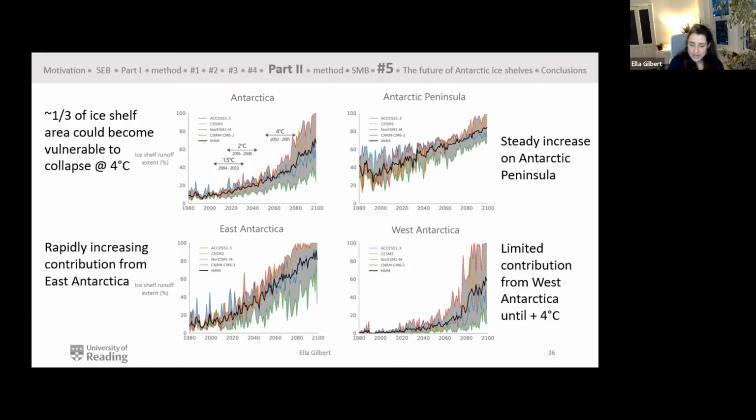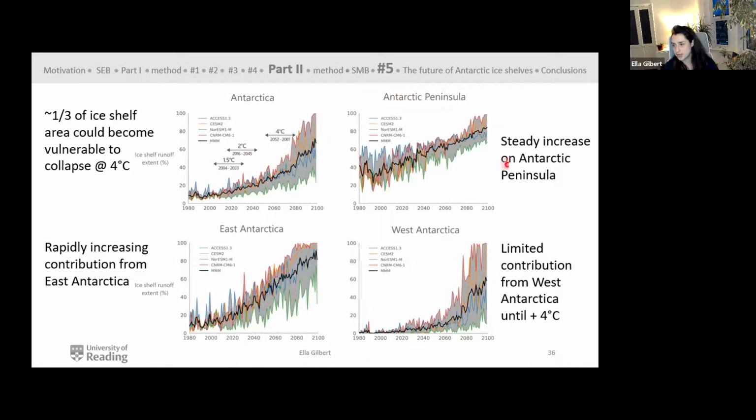And this is broken down into regions, I should also note. So this headline statistic, that 1/3 of ice shelf area could become vulnerable to collapse at 4 degrees, is based on this panel, but it masks some of the regional variations. And you can see that in the other 3 panels.